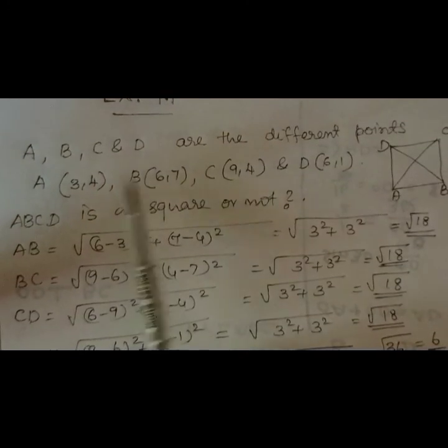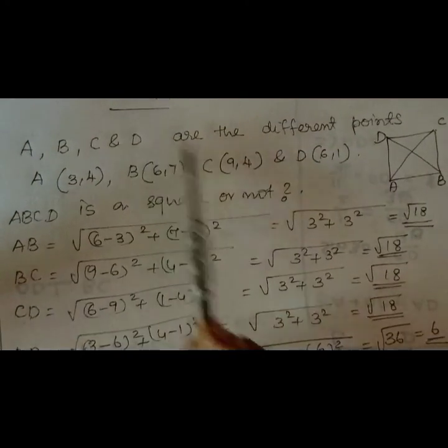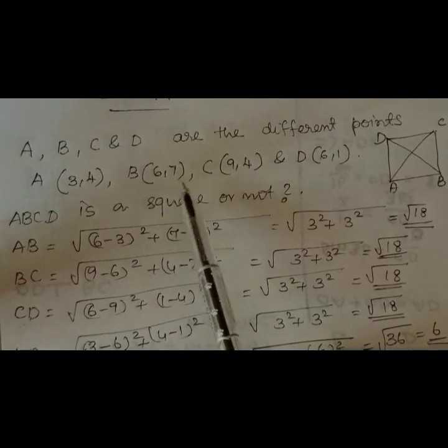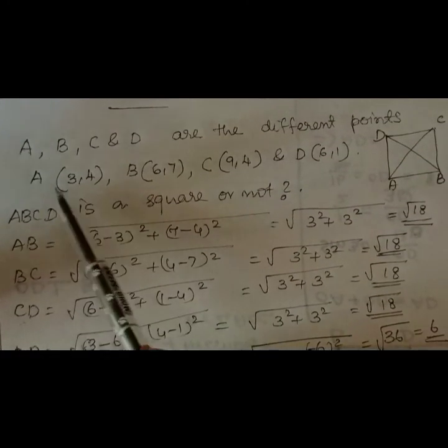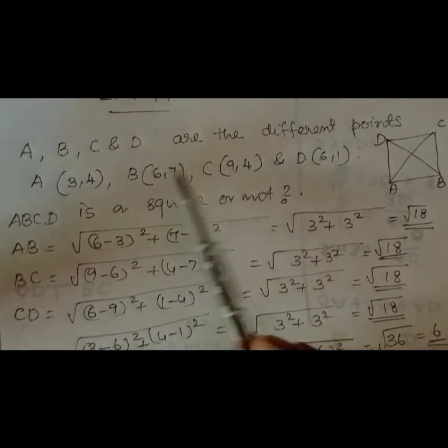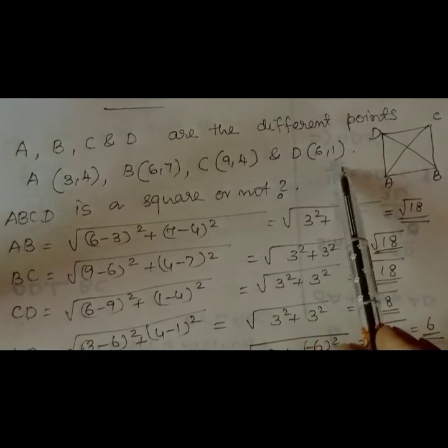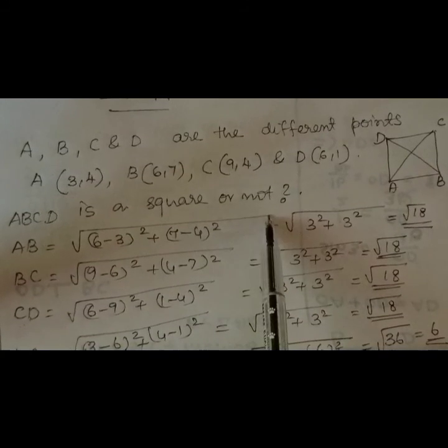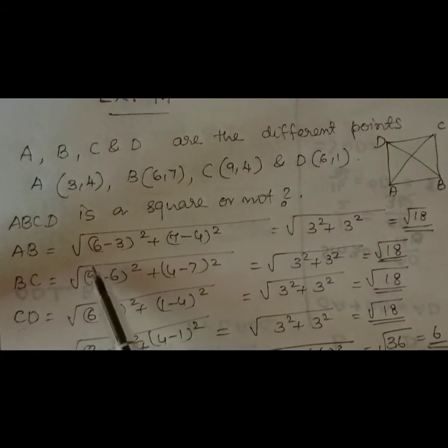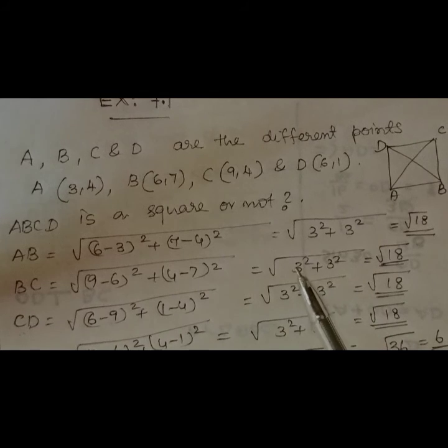Let us look into the fifth question from exercise 7.1. Four points are given: A, B, C, D, with coordinates A(3, 4), B(6, 7), C(9, 4) and D(6, 1). We want to prove whether ABCD is a square or not. We want to find the distances AB, BC, CD, DA and also the diagonals.